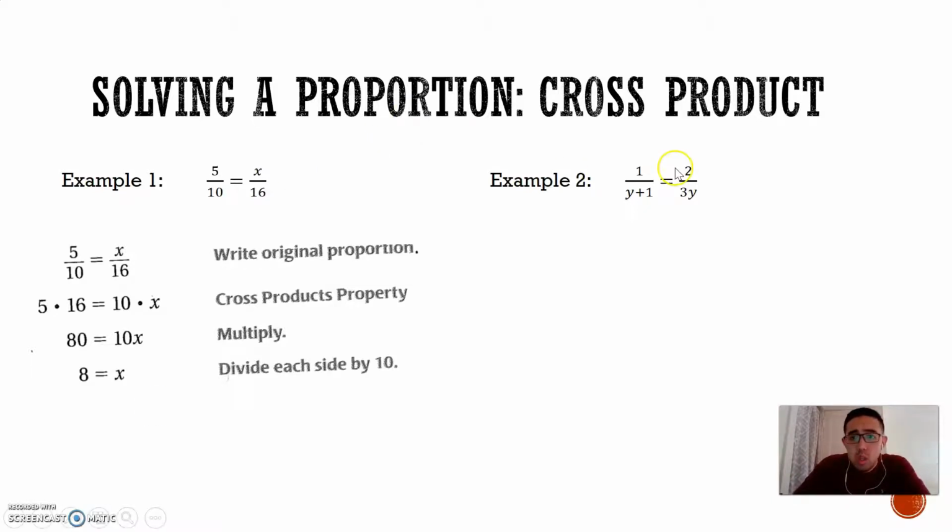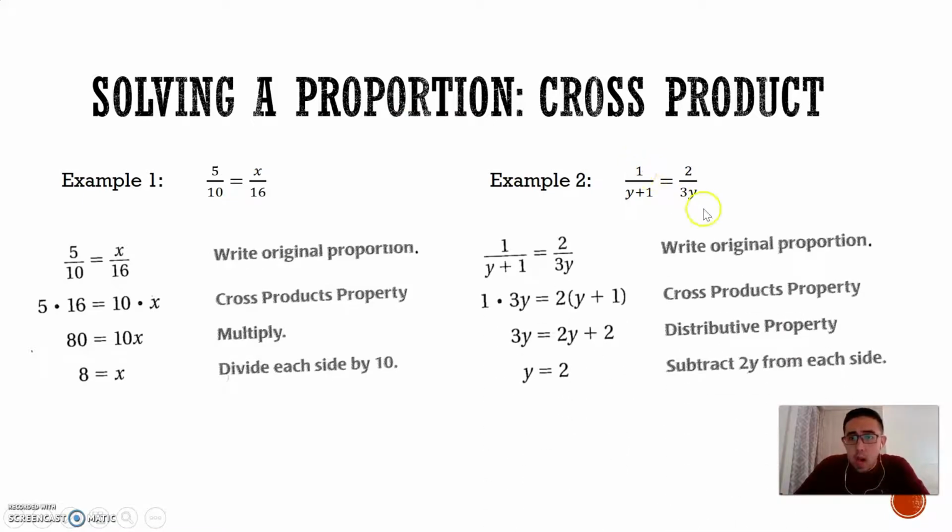Example 2. When I look at this example, I'm going to multiply my y by my 1 by my 3y, and then my 2 by my y plus 1. Okay? And then what I get is 3y is equal to 2y plus 2. And when I subtract 2y from both sides, I get y is equal to 2. And there is my answer for y. Okay? My value of y.